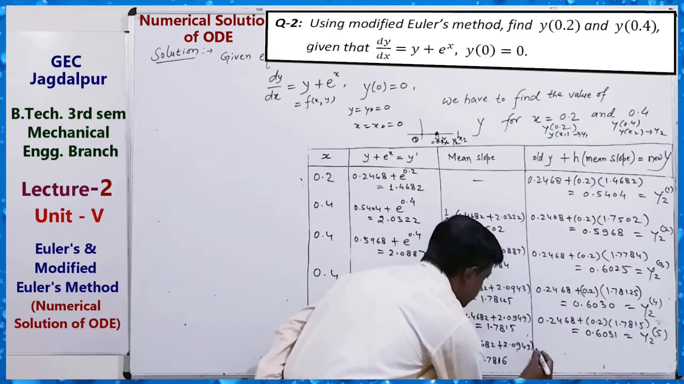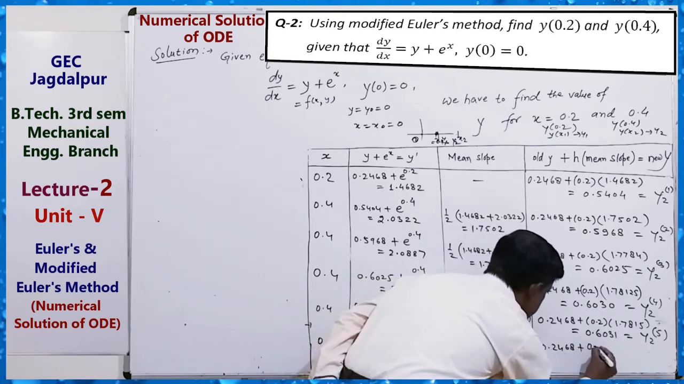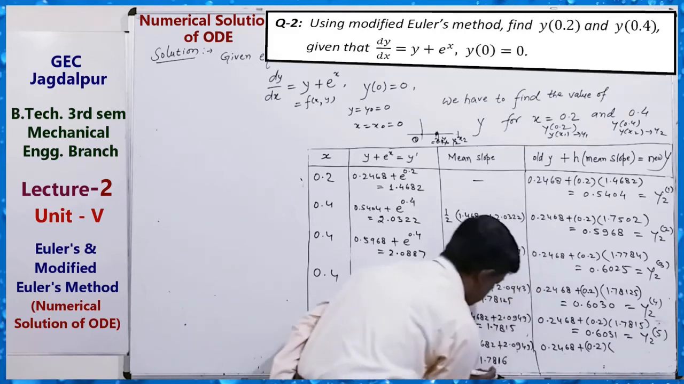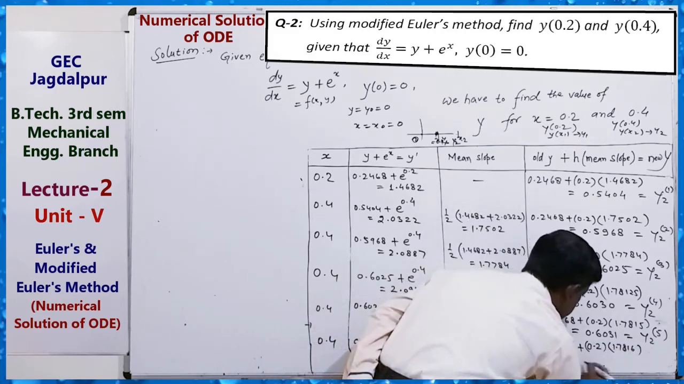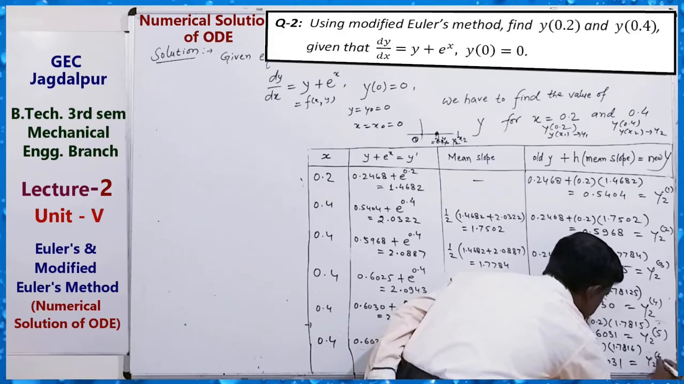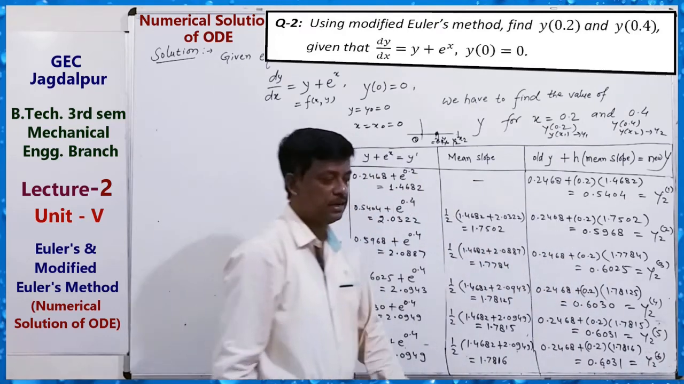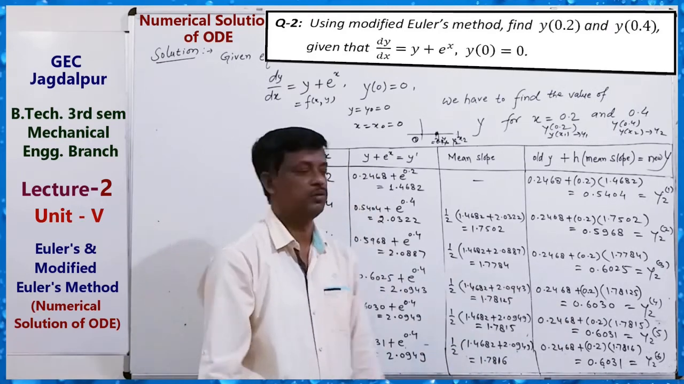7816, and here same value 2468 plus 0.2 into this 1.7816. This is equals to 0.6031. This is y2 sixth approximation. So here we see that the last two approximations, fifth and sixth, give the same value.